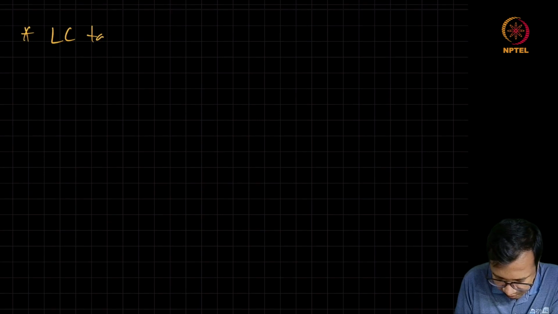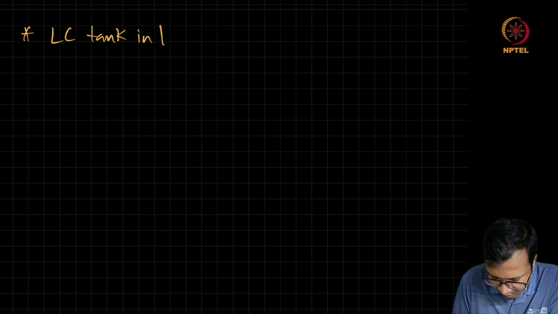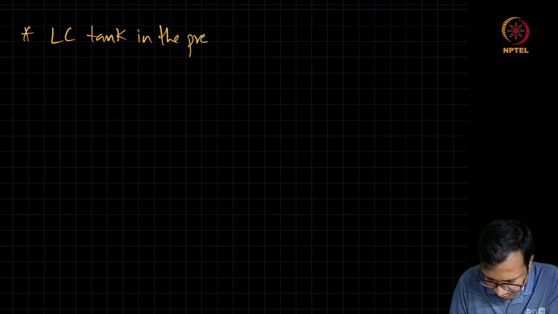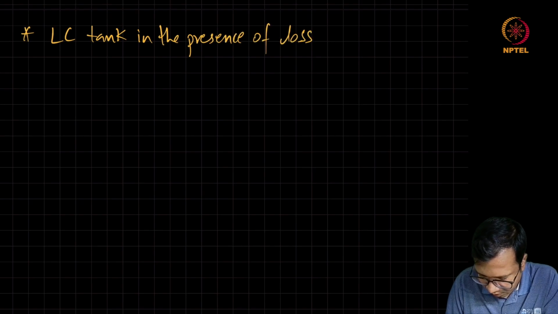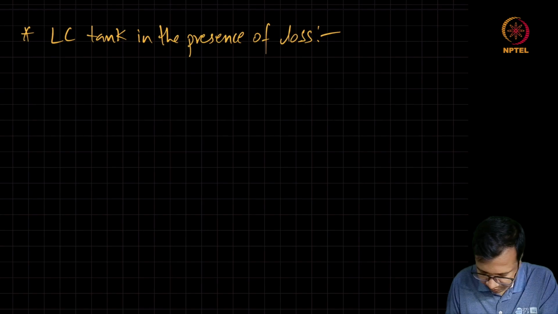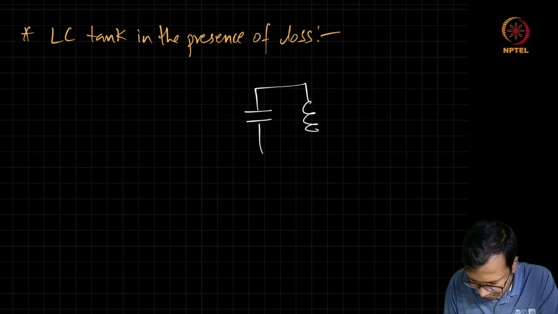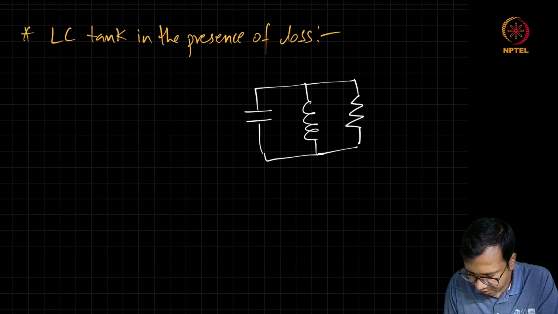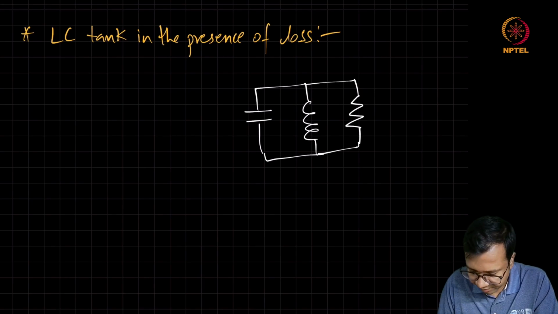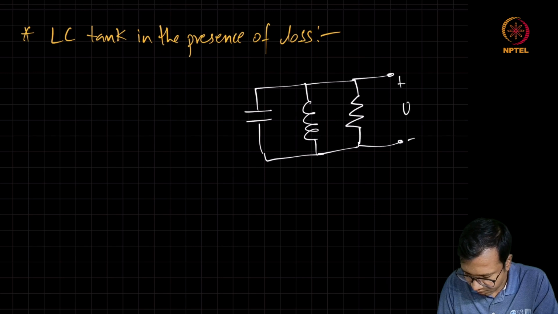See the tank in the presence of loss. We will have this capacitor, inductor, along with that parallel resistor to model the loss in the system. This is our output V0.